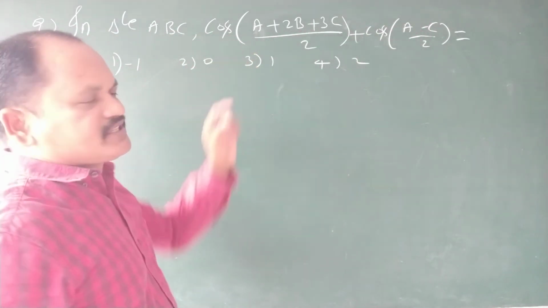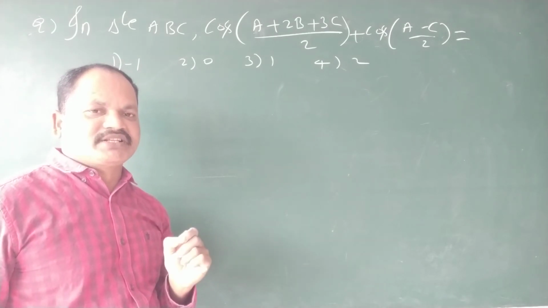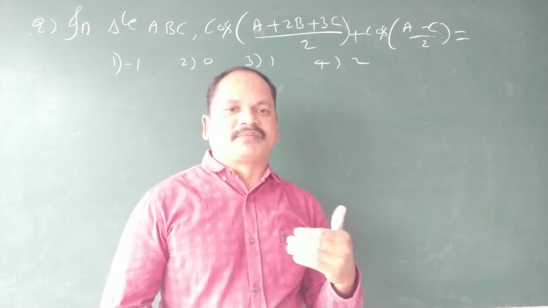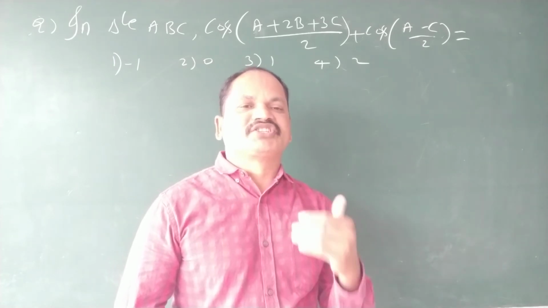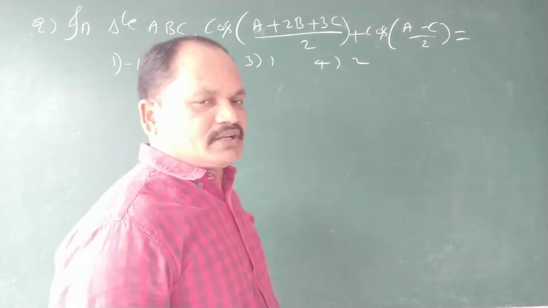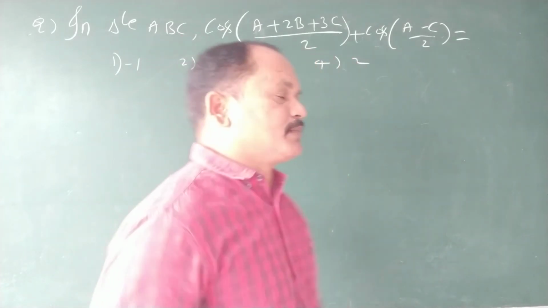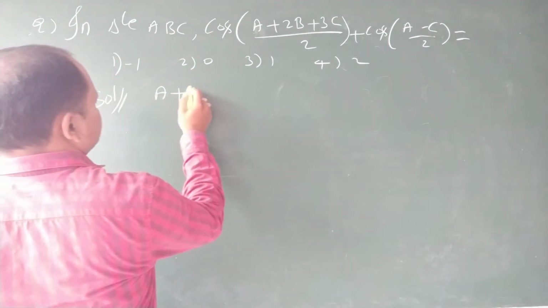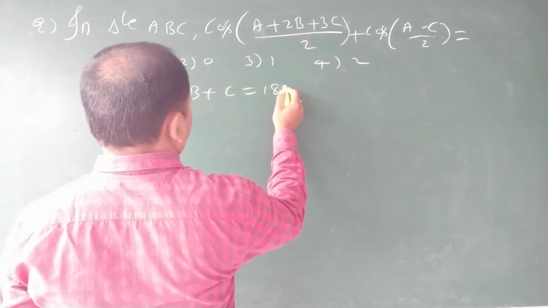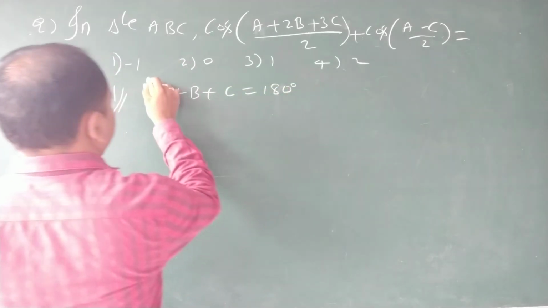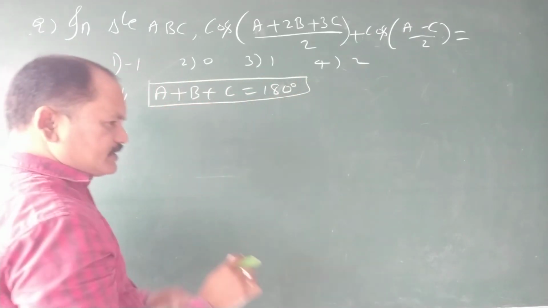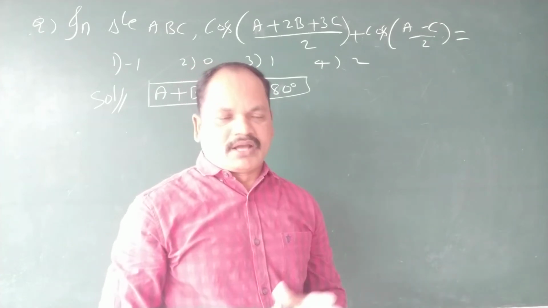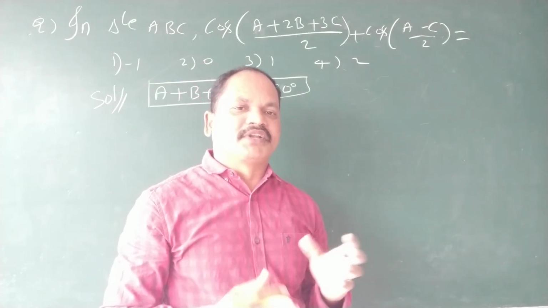In triangle ABC means the sum of the angles is 180 degrees. Since A plus B plus C is equal to 180 degrees. Solution for this question: A plus B plus C is equal to 180 degrees. Actually, this is the condition for angles of a triangle.